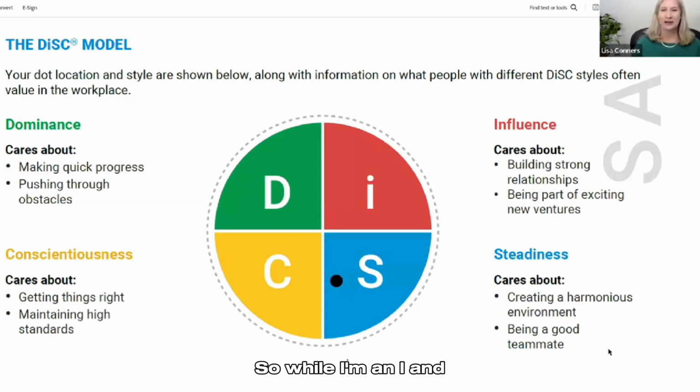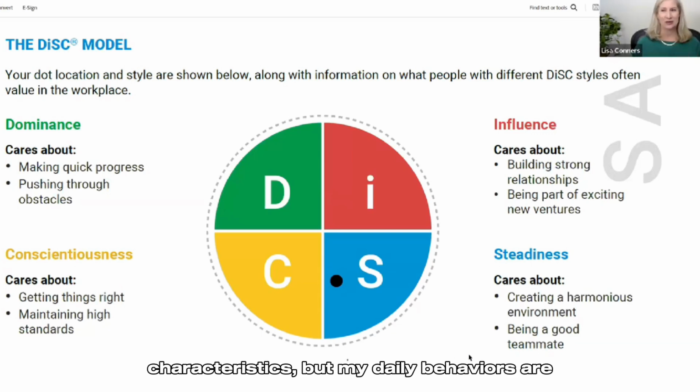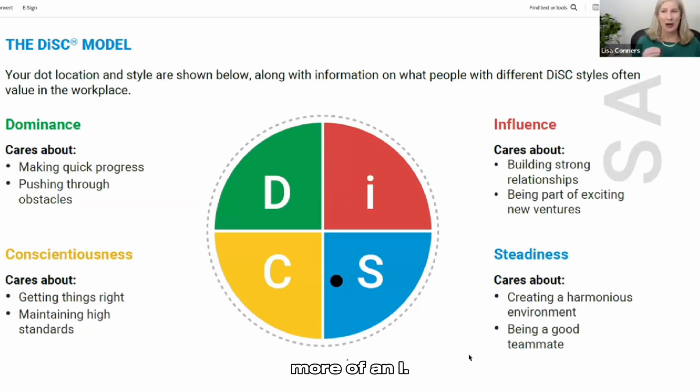So while I'm an I and my dot tends to be right on the lines, I also have a lot of D in me. I'm also quite analytical, so I have a lot of these C characteristics. And I also care about being a good teammate, so I can also have the S characteristics. But my daily behaviors are more of an I.